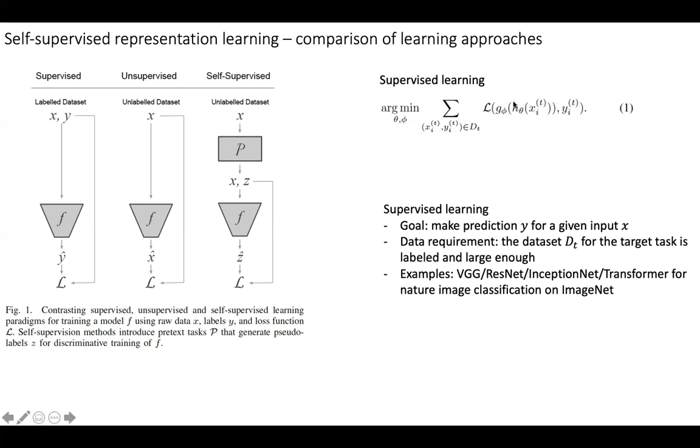And it gives us the prediction, and we combine this prediction and the ground truth to calculate the loss. So in supervised learning, the key thing is we require the dataset to be a labeled dataset. Examples of this approach include VGG and ResNet, also InceptionNet for image classification, for example.